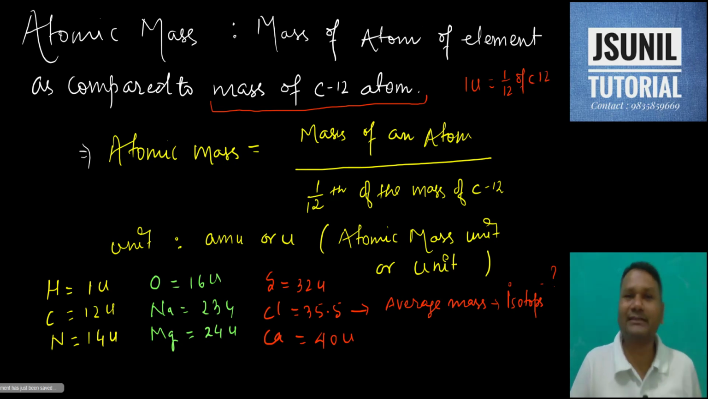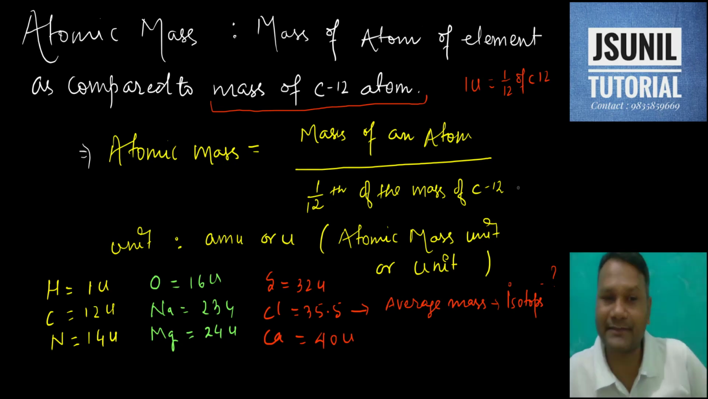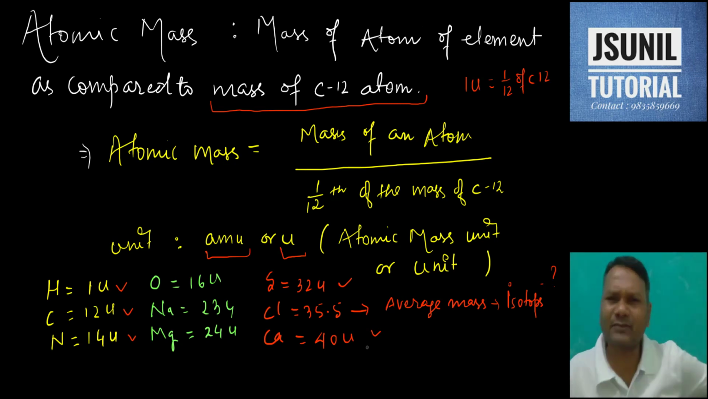Then what is atomic mass? Atomic mass is the mass of an atom of the element as compared to the mass of the carbon-12 atom. We can find the atomic mass by dividing the mass of the atom by 1 by 12th of the mass of the carbon atom. The unit of atomic mass is either AMU, atomic mass unit, or simply unit. For example, hydrogen 1 unit, carbon 12 unit and nitrogen 14 unit. There are other examples also. You should try to memorize the atomic masses. But in the examination you will be given the mass of the element.